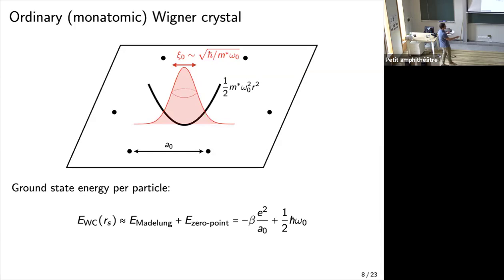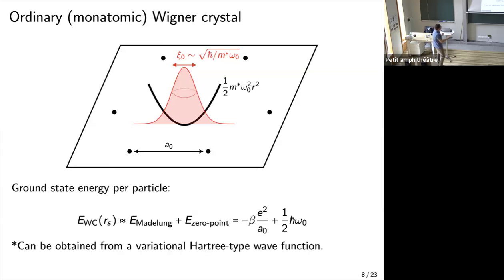This is the classical term, e squared over a0 times a coefficient of order unity that can be computed, plus the zero-point energy, 1/2 h bar omega naught. So this gives us a way of estimating the energy of this crystalline state. Here I'm arguing on qualitative or intuitive grounds that one can write the energy this way. This can be made more precise by using an appropriate variational Hartree type wave function.